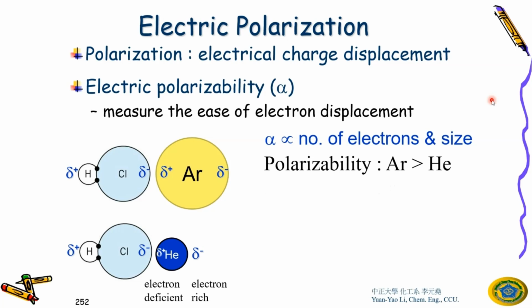Okay, so for the polarizability, argon will be higher than helium. Why? Because the number of electrons is more, right? You have more electrons, and most importantly, in this case, the size of argon is bigger than the size of helium.